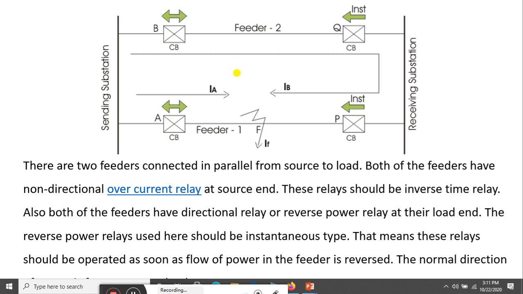So once feeder 2 is disconnected from the faulty point and only feeder 1 is supplying the fault current, this fault current IA will increase to a maximum value, so its operating time will reduce sharply and this relay will operate immediately, because both the A and B relays are inverse type relays. That is how this system operates.